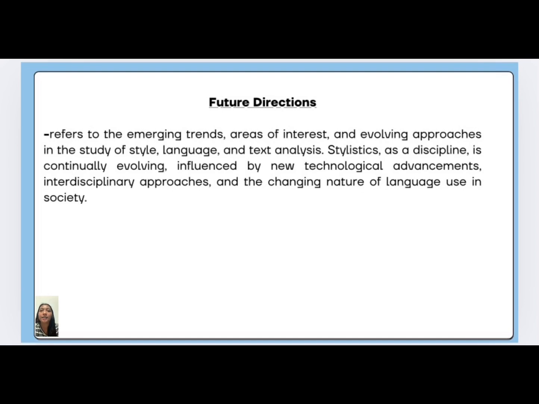direction of stylistics is dynamic and multifaceted, shaped by technological advancement, interdisciplinary connections, and the evolving nature of language use in society. As new tools, methods, and cultural trends emerge, stylistics will continue to expand its focus, looking not only at the mechanics of language and style, but also at the broader social, psychological, and cultural forces that shape how we communicate and interpret meaning, whether through computational analysis, multimodal text, or critical approaches. Stylistics is poised to engage with the complex, ever-changing landscape of modern communication.